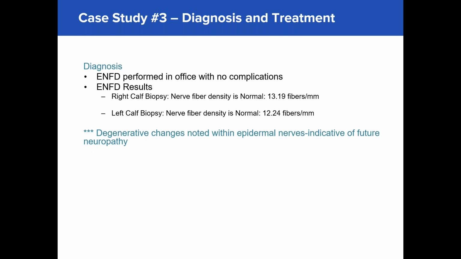So again, we did the study on him. We did the nerve testing on him. There were no complications. His tests kind of surprised me. You can see they're above normal. He had 13 fibers on the right and 12 on the left.